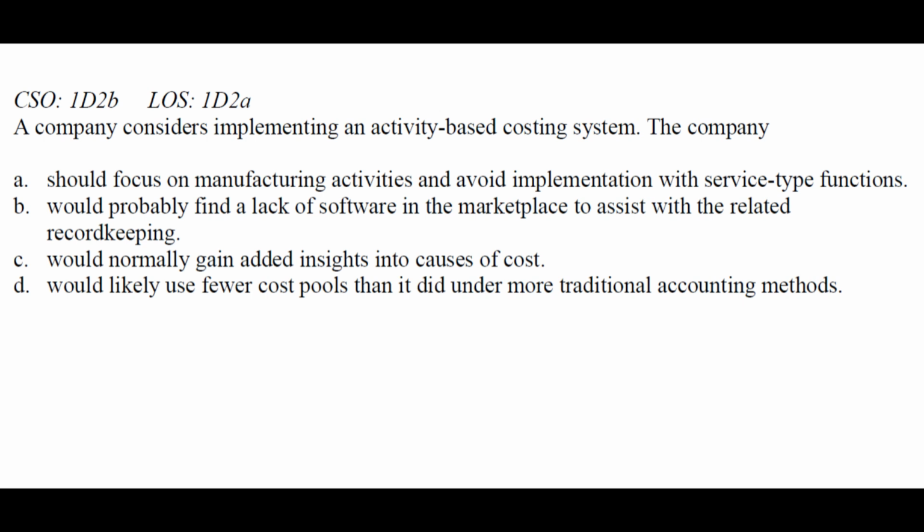C. Would normally gain added insights into causes of cost. Correct. The main advantage of ABC is that it provides better understanding of cost behavior and cost drivers, helping managers identify why costs occur and how activities influence resource consumption. D. Would likely use fewer cost pools than it did under more traditional accounting methods. Incorrect. ABC typically uses more cost pools, not fewer, because it breaks overhead into more detailed activity-based categories.